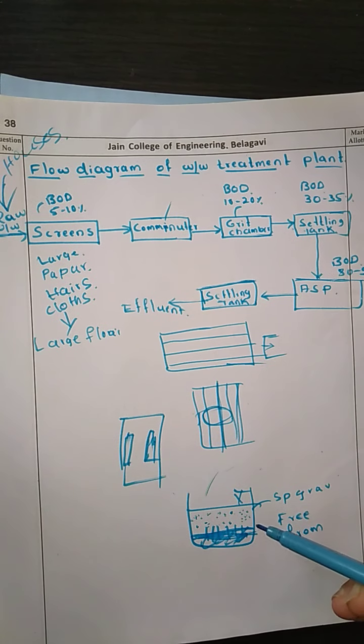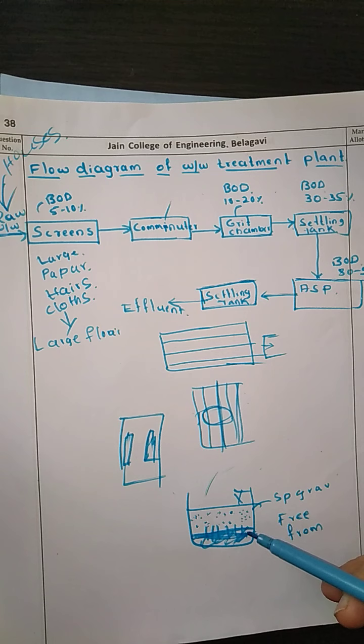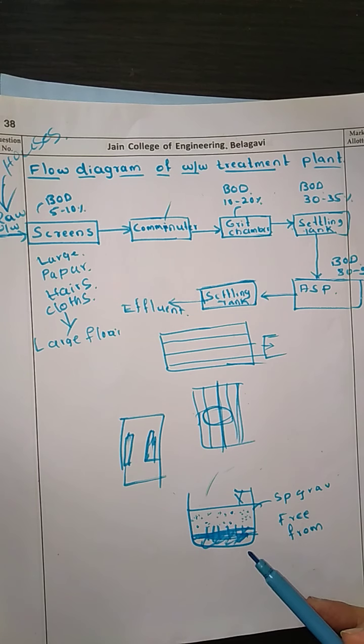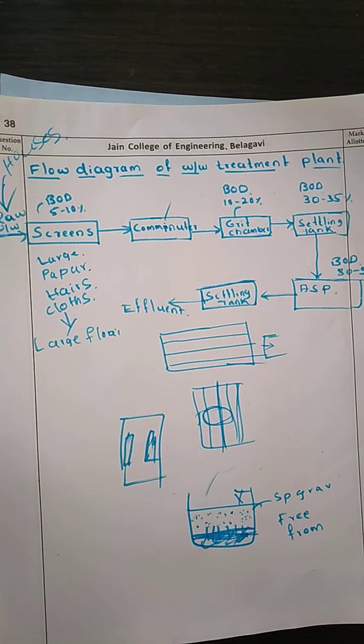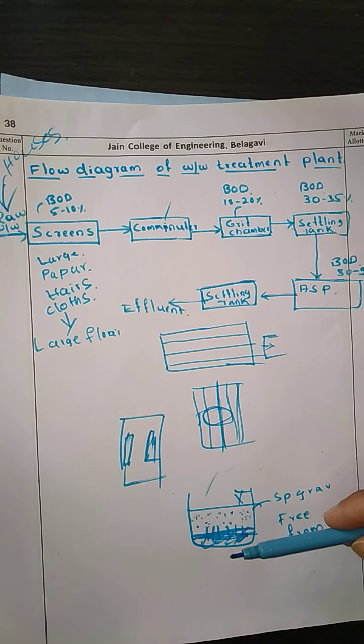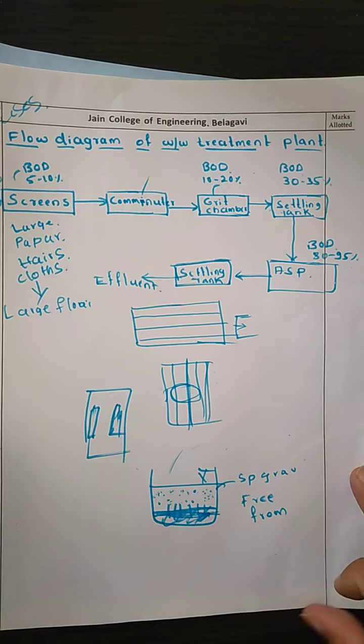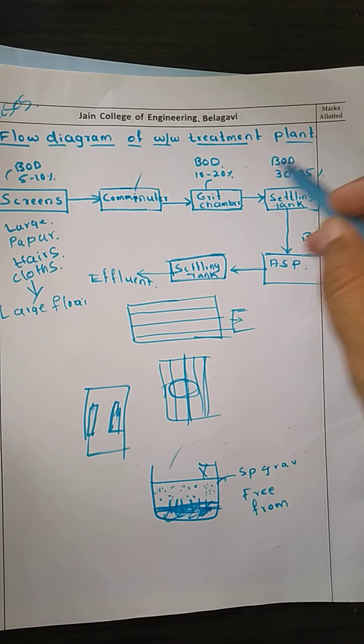Here, some of the suspended particles and some of the settleable particles, as we have given some detention time, are going to settle down at the bottom, and the supernatant water will be free from the suspended solids and is removed. So in this particular settling tank, we are going to remove the finer suspended or settleable particles which are there in the water.